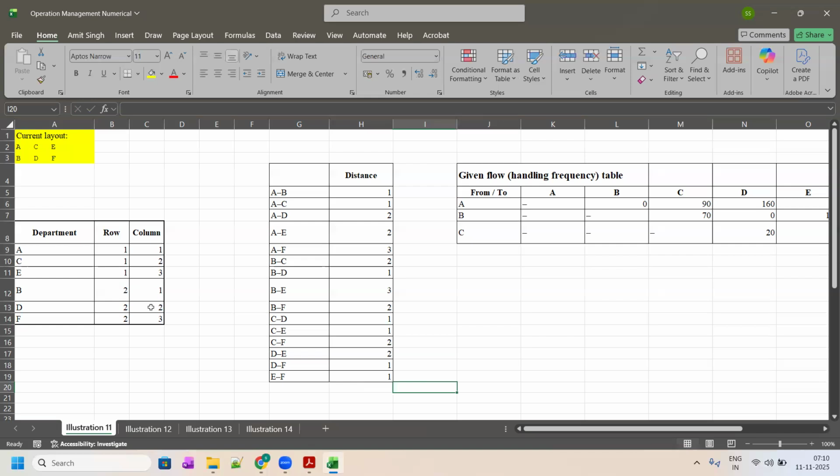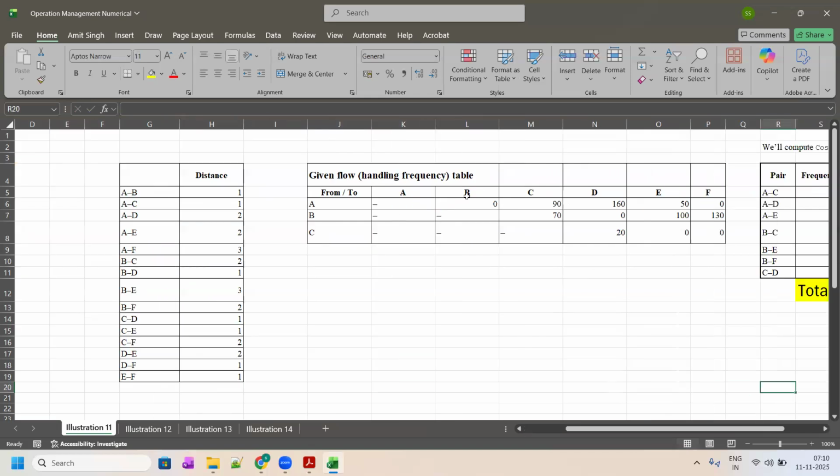So we got the distance, and then this is given to us. The handling frequency is given to us. A to B is 0, A to C is 90, A to D is 160, A to E is 50, A to F is 0, then B to A is also 0, B to C is 70, B to D is 0, B to E is 150, B to F is 130, then C to D is 20, C to E is 0, C to F is 0.